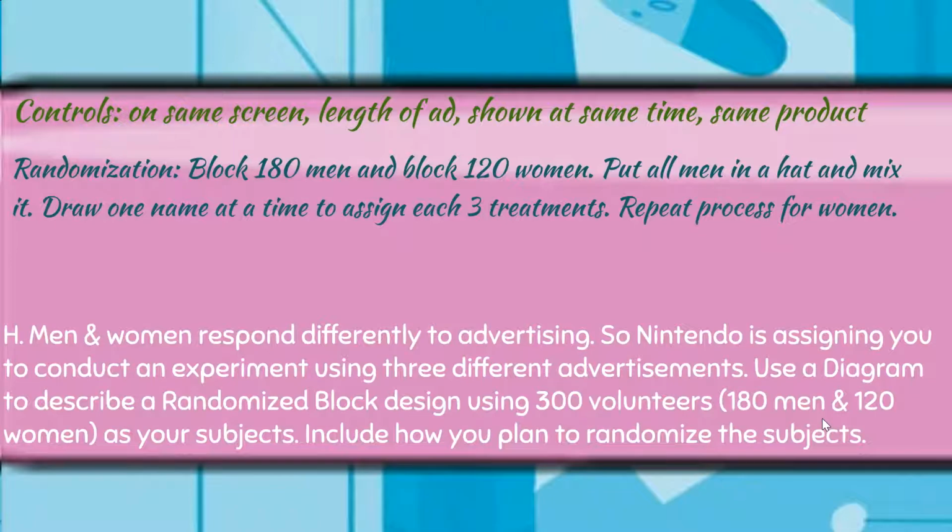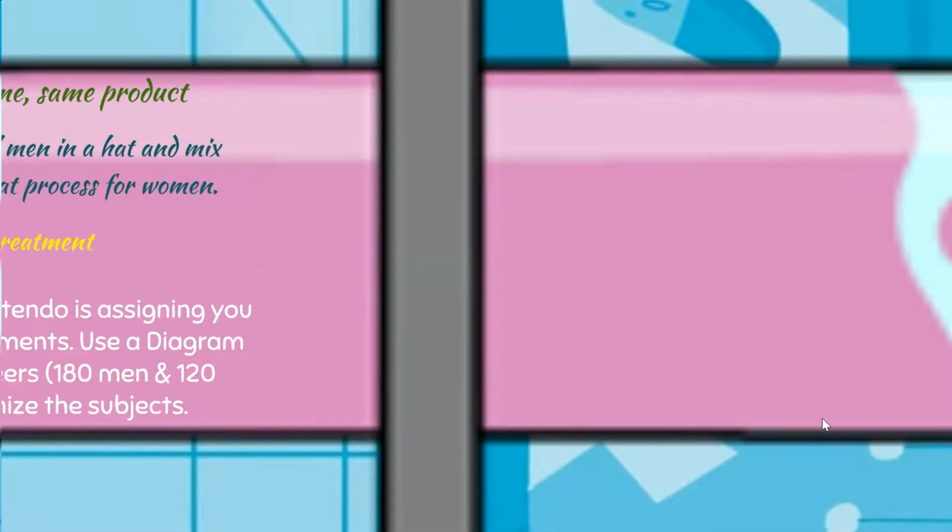Randomization, well, I'm going to block the 180 men, I'm going to block the 120 women, put all the men into a hat and mix it up, draw one name at a time to assign to the 3 treatments. I'm going to do that same process for the women. Replication. Replication doesn't mean doing the experiment always again. It just means using enough subject people. Well, I'm using 40 women per treatment and 60 men per treatment. I'm doing pretty good as far as replication is concerned.